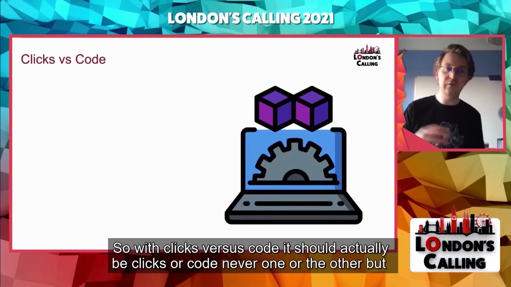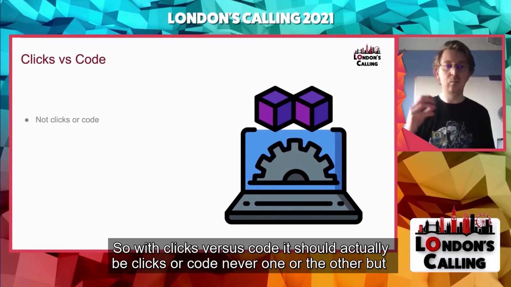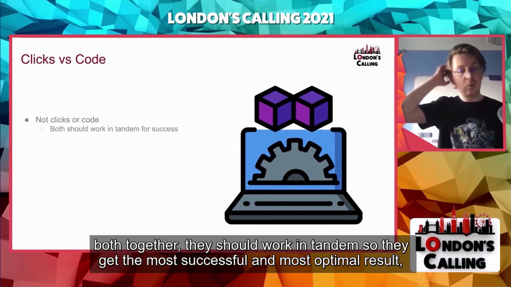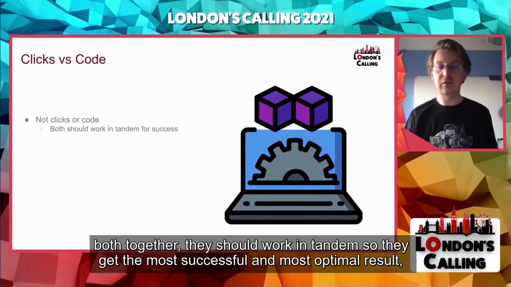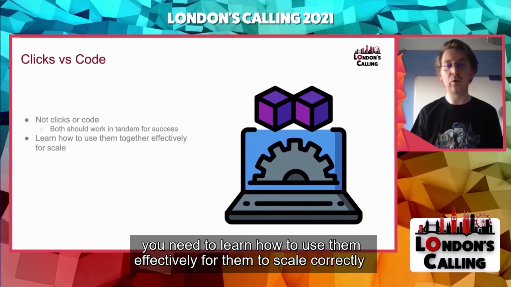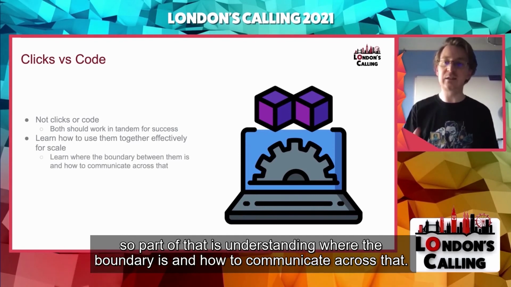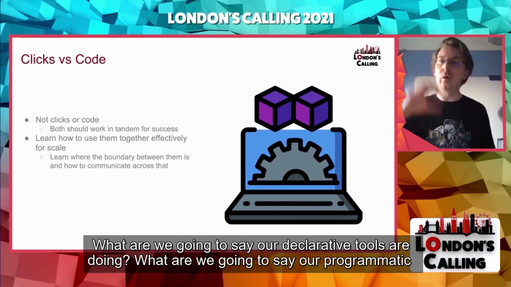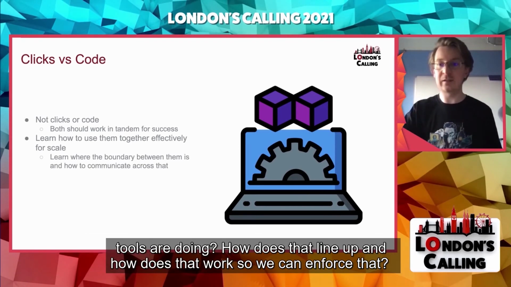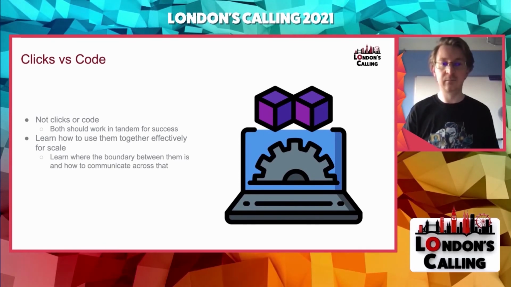So with clicks versus code, it should actually be clicks or code, never one or the other, but both together. They should work in tandem to get the most successful and most optimal result. You need to learn how to use them effectively for them to scale correctly. So part of that is understanding where the boundary is and how to communicate across that. What are we going to say our declarative tools are doing? What are we going to say our programmatic tools are doing? How does that line up and how does that work so we can enforce that?